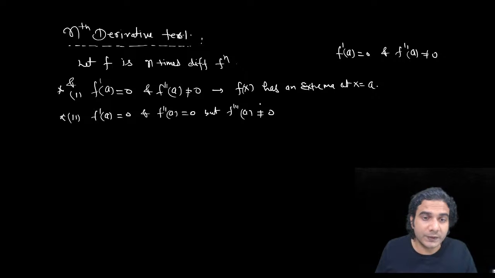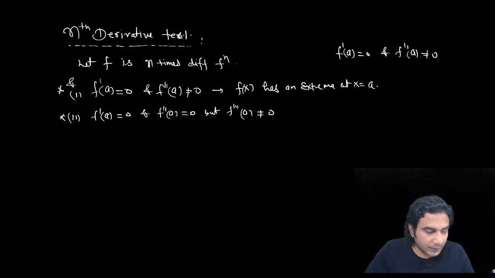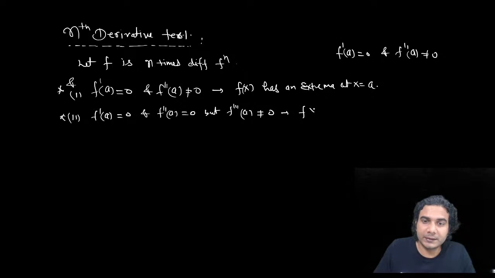Now, third derivative is non-zero. Before that, all first and second are 0. Then see what will happen. Then f(x) will not have an extrema, okay? In this case, f(x) will not have an extrema.